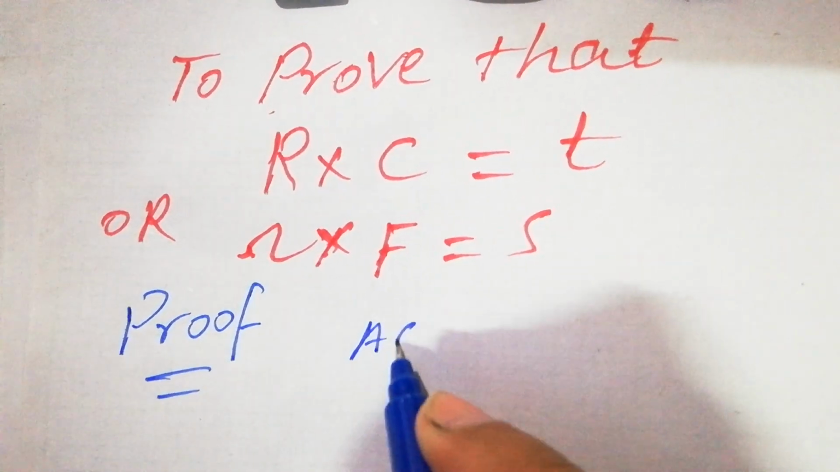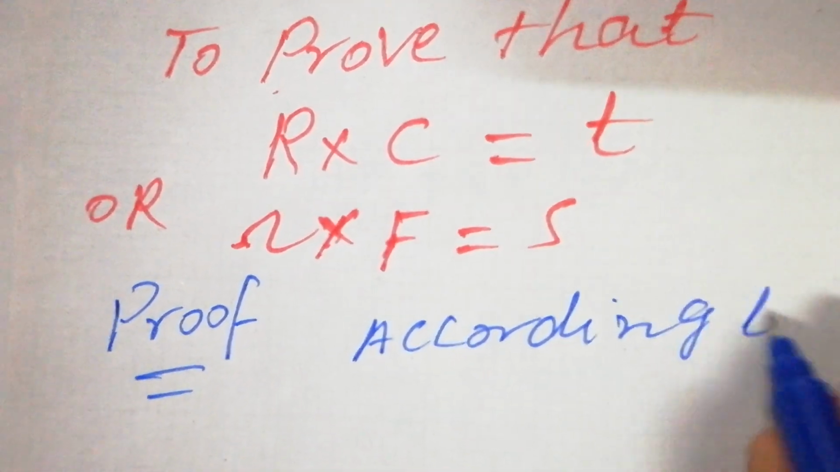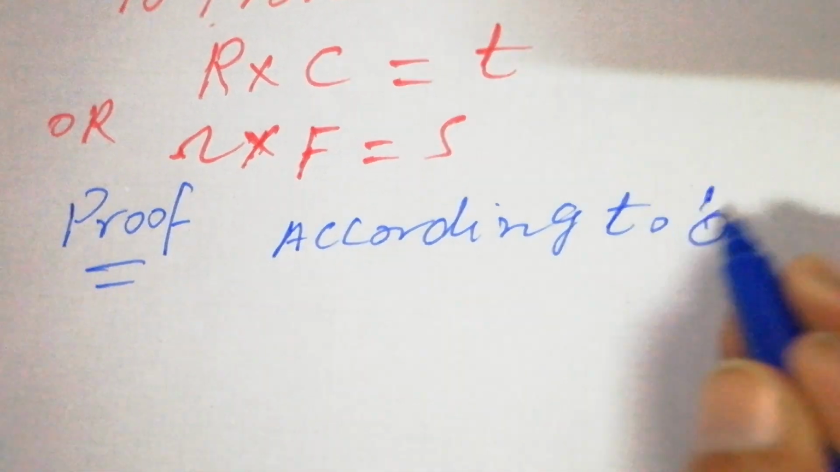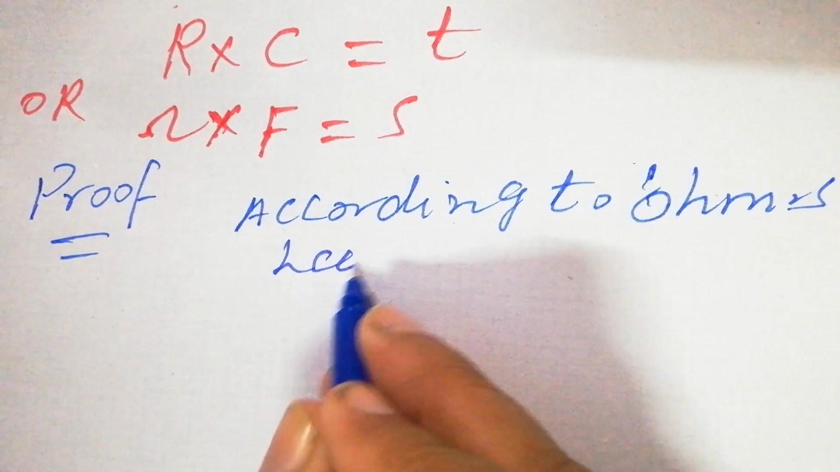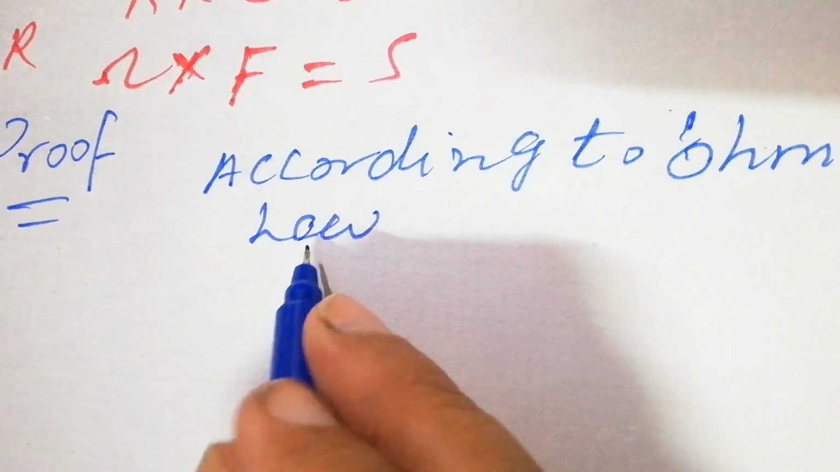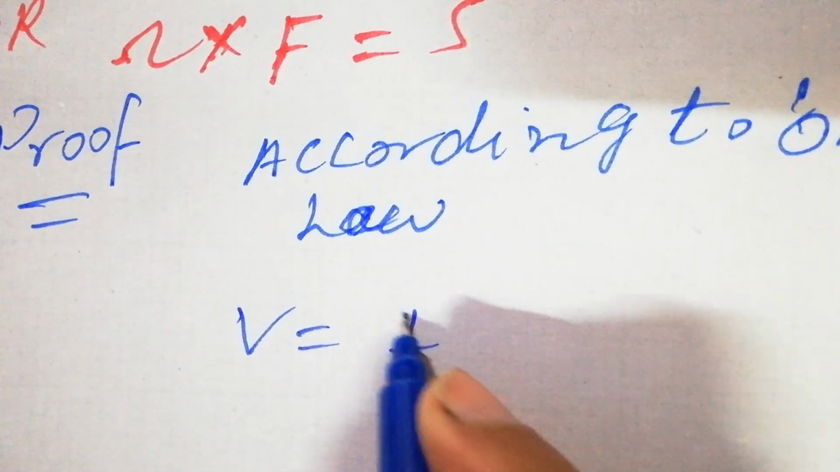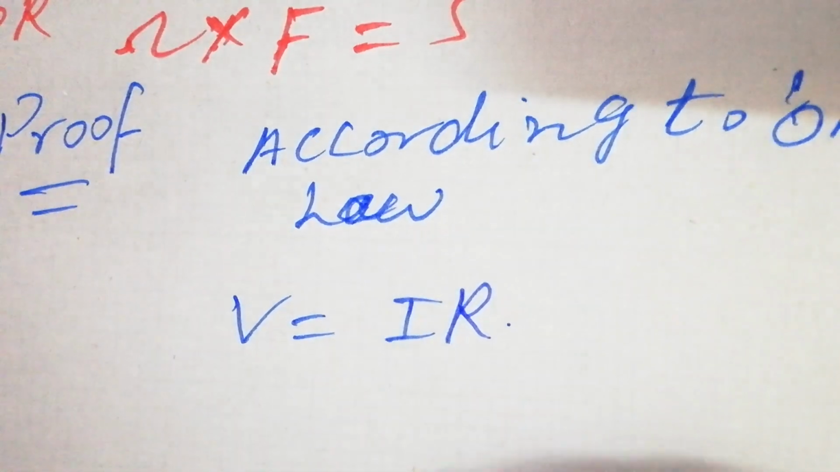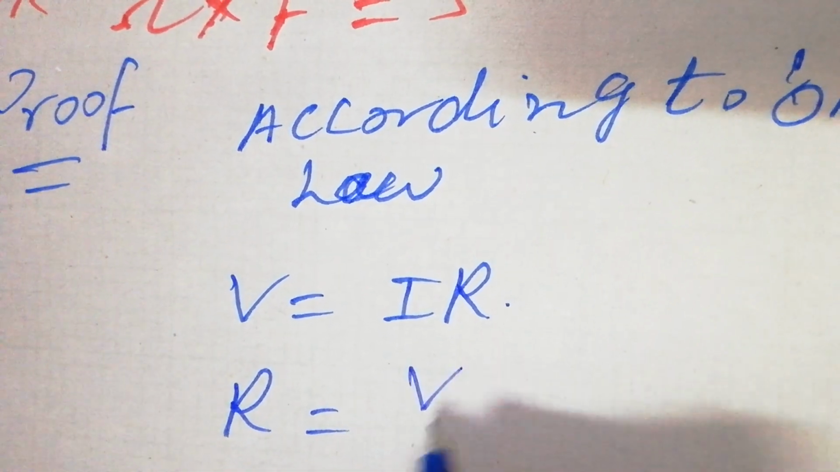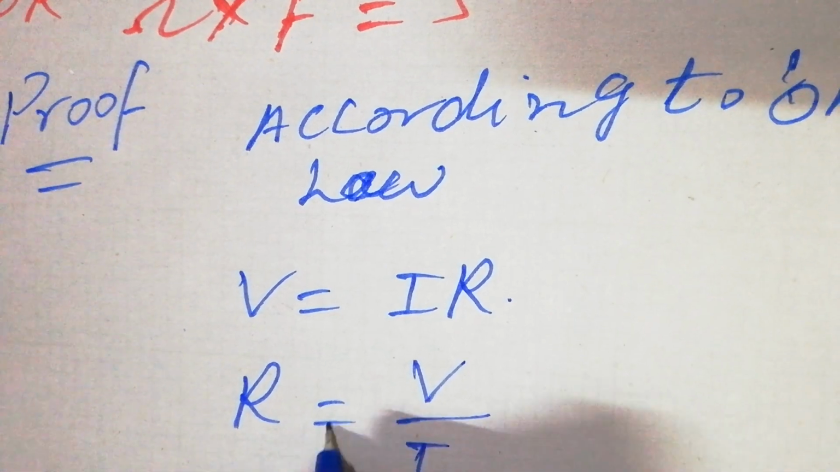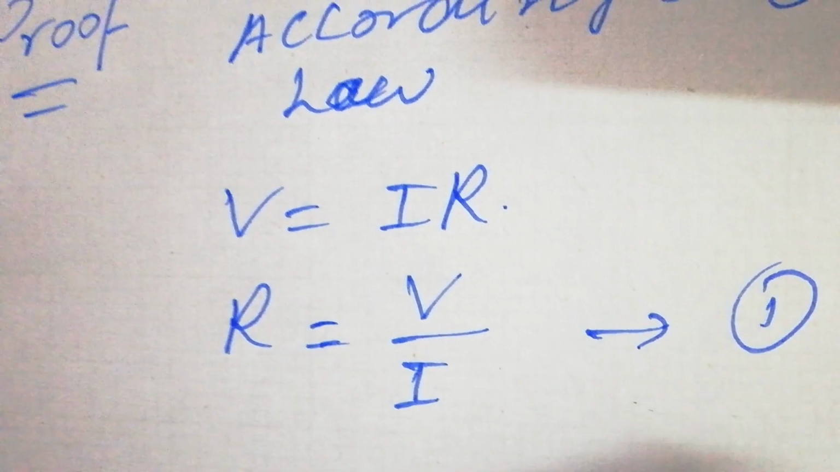According to Ohm's law, students, V is equal to IR. That's Ohm's law, and R is equal to V over I. Let's suppose it is equation number 1.